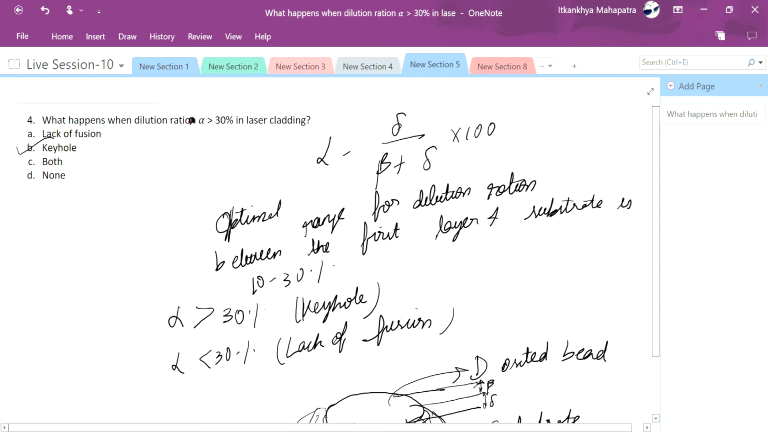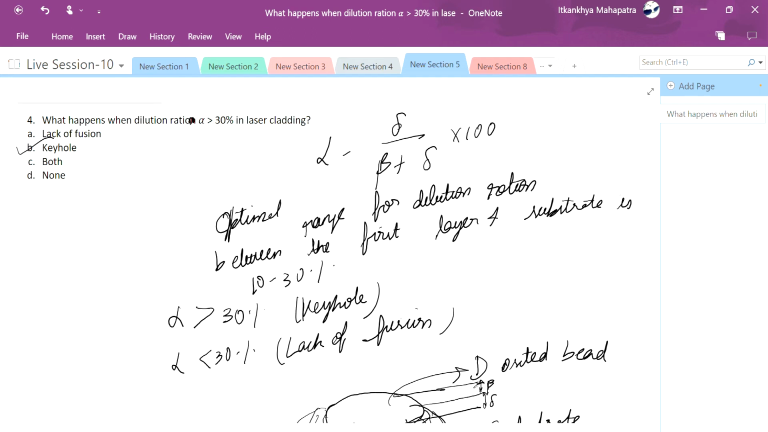Now, what happens is usually there is a parameter, global energy density. It is used to investigate the interlayer and intralayer porosity due to lack of fusion and keyhole. Regions with low global energy density are subjected to lack of fusion induced porosity, and regions with high global energy density are subjected to keyhole porosities.